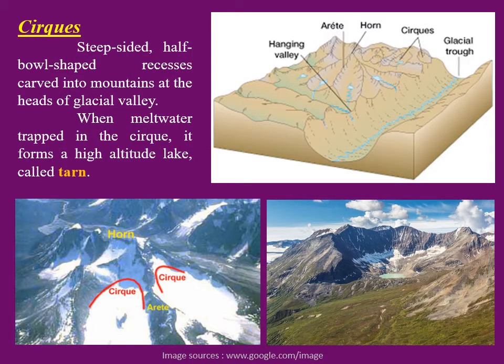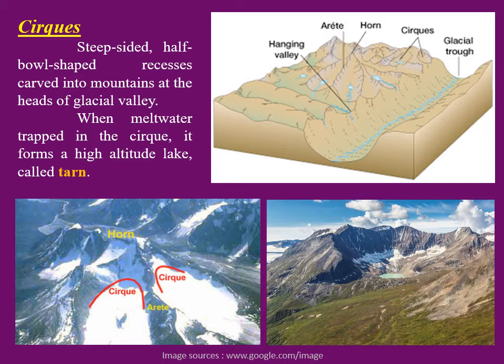Now, there are other landforms also found in the glacial environment, among which the first and most readily found feature is known as cirques. These are typically half bowl shaped or spoon shaped depressions found in the mountainous portions, and they are of various sizes and various forms.